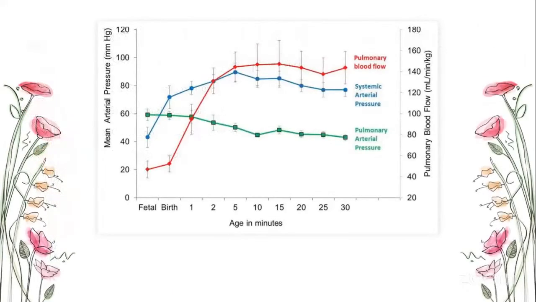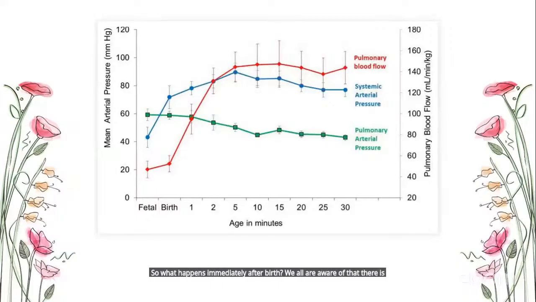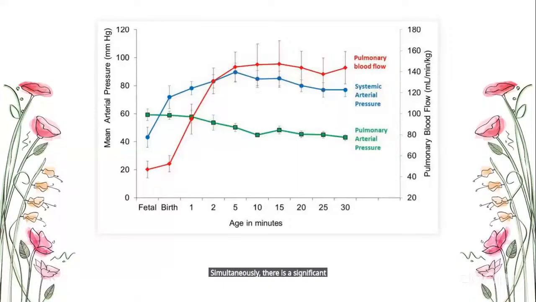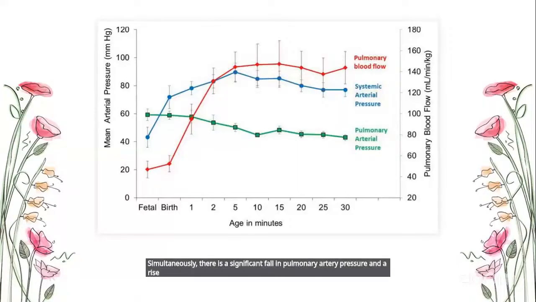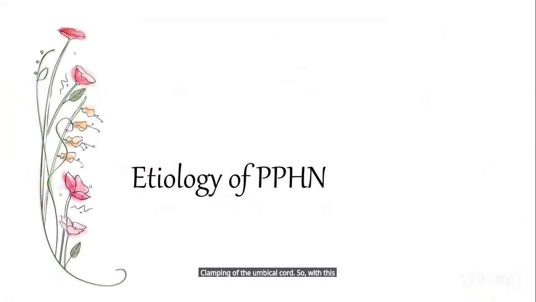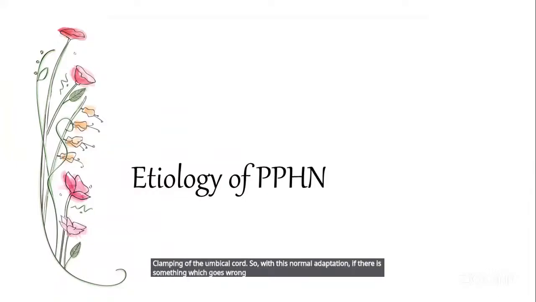So what happens immediately after birth? We are all aware that there is a dramatic increase in pulmonary blood flow as soon as the baby takes his first breath. Simultaneously, there is a significant fall in pulmonary arterial pressure and a rise in systemic arterial pressure because of the clamping of the umbilical cord. So with this normal adaptation, if something goes wrong or there is already something underlying, the fetus or the newborn fails to adapt and this leads to pulmonary hypertension.